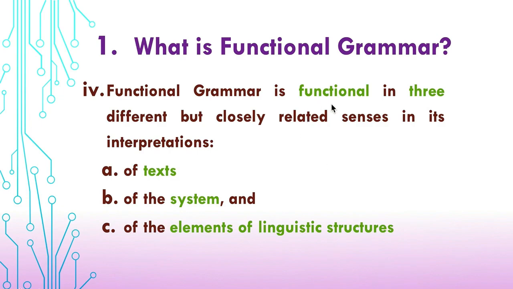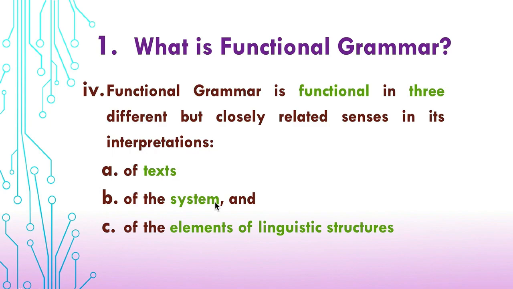Functional grammar is functional in 3 different but closely related senses in its interpretations. Functional grammar is functional, it means it works at 3 levels, and all these 3 levels look different, but they are very, very closely connected with each other. Number A, of texts. We look at the texts, look at the composition, look at the oral or written text. Number B, of the system. When we say system, it is the language.